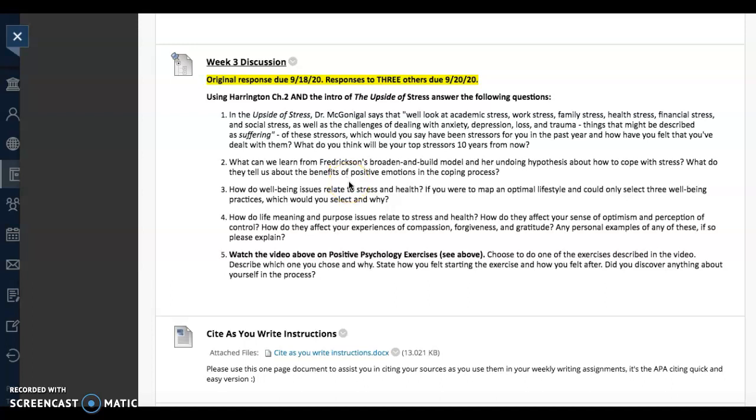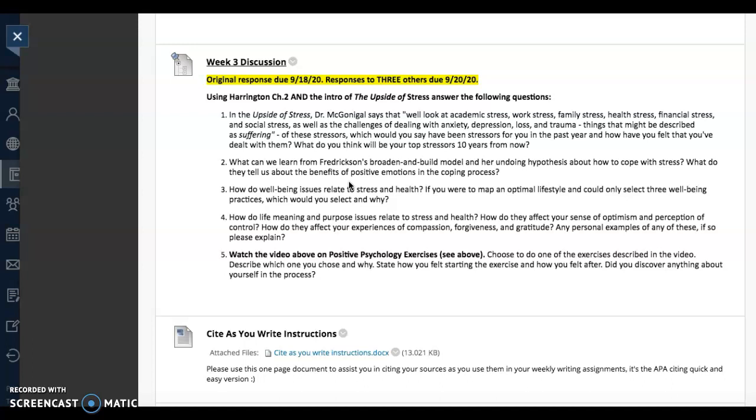And then we get to some research-based questions here. What can we learn from Fredrickson's broaden and build model and her undoing hypothesis about how to cope with stress? What is that all about? What does it tell us about the benefits of positive emotions in the coping process? So we haven't talked a ton about coping quite yet. This is just the beginning. But what role do positive emotions play in buffering stress and what things that we face in life?